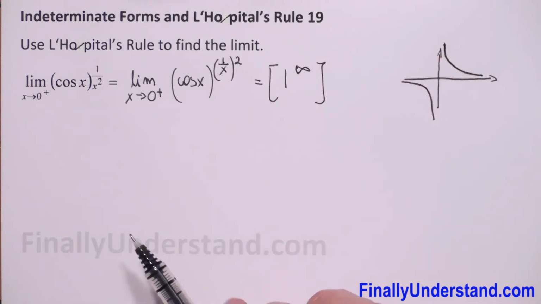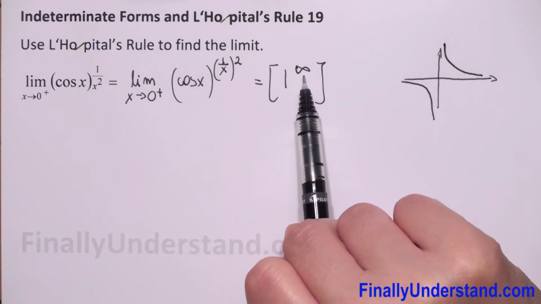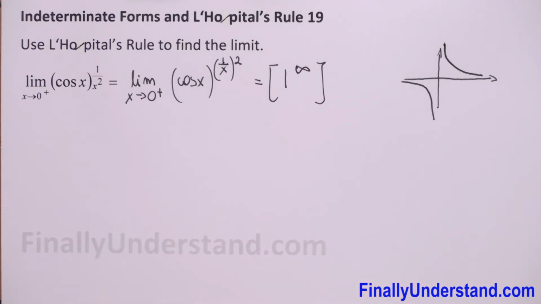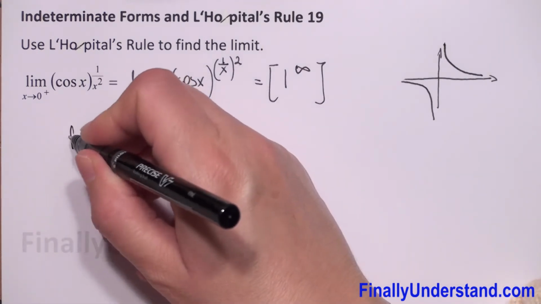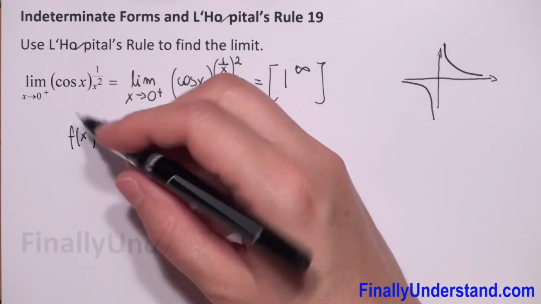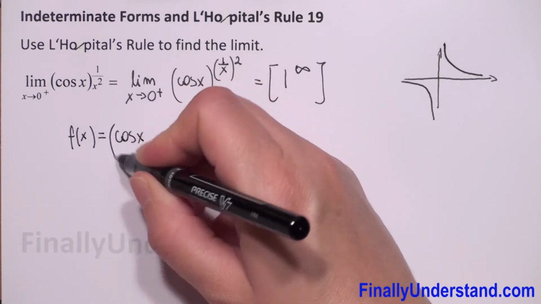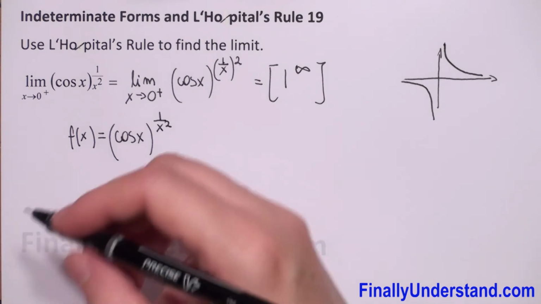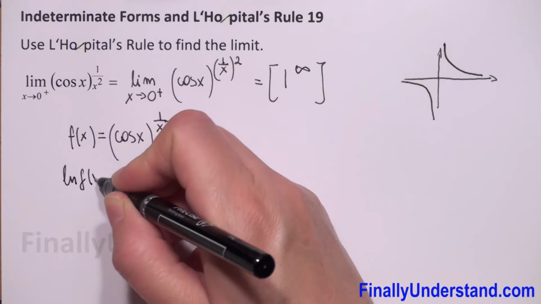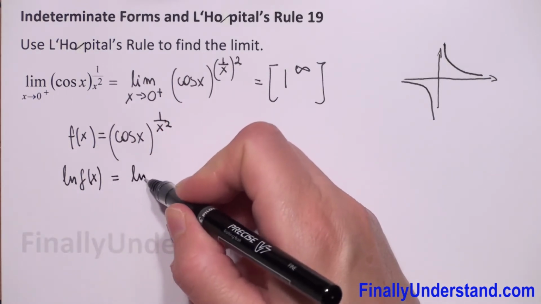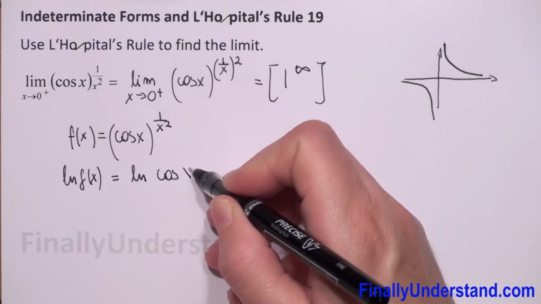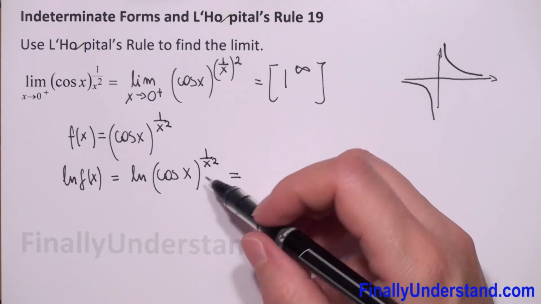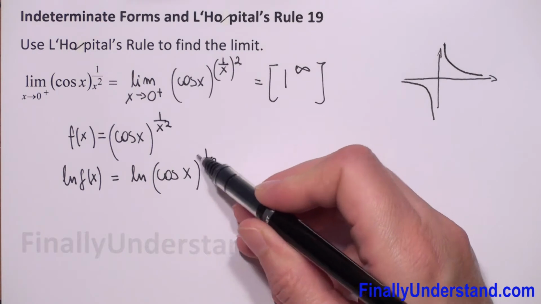So we need to rewrite our function, because we have 1 to power infinity. We need 0 over 0 or infinity over infinity. So we will put f of x equals our function cosine of x to power 1 over x squared. Now I will put on both sides natural log of f of x. This is equal natural log of cosine of x to power 1 over x squared. Now we will use properties of log, and this exponent goes down.